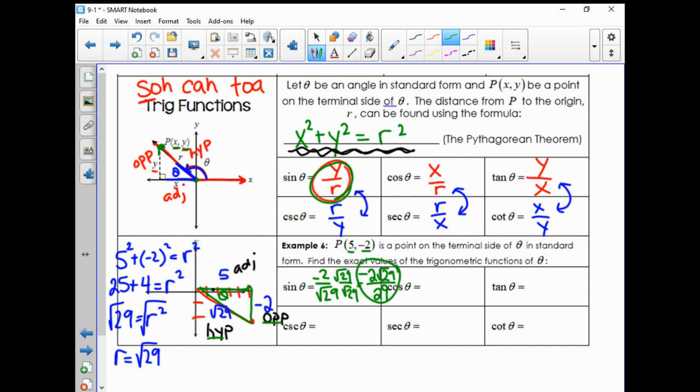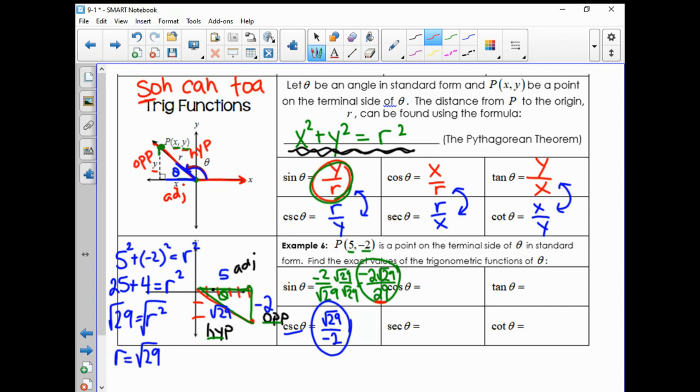Let's do the cosecant while we're right here. Remember, cosecant is just going to be the reciprocal, so this one's actually easier. It's the square root of 29 over negative 2. And again, the negative could be at the top or the bottom, doesn't matter. But we don't have to worry about rationalizing that one because my radical's in the top, not the bottom. We just want to make sure that there's not a radical in the denominator.